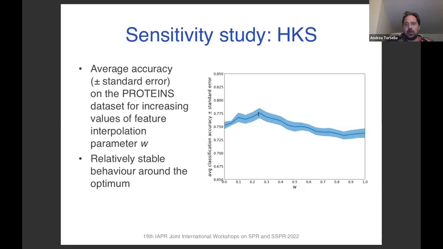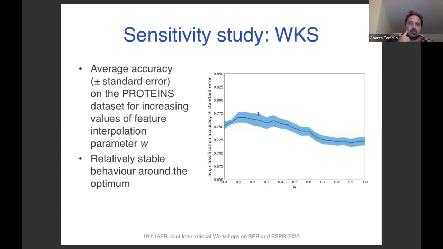But while we do have a peak, so that the parameter does have an impact on the optimization, it's still relatively stable throughout the range of W. And the same, even more so, can be said when we use a WKS kernel. Still, there is some variation, some effect of W, and a smallish W, in this case around 0.15, seems to be the optimum for this particular case. But still, the behavior is relatively stable. There are not order of magnitude differences in the final performance.